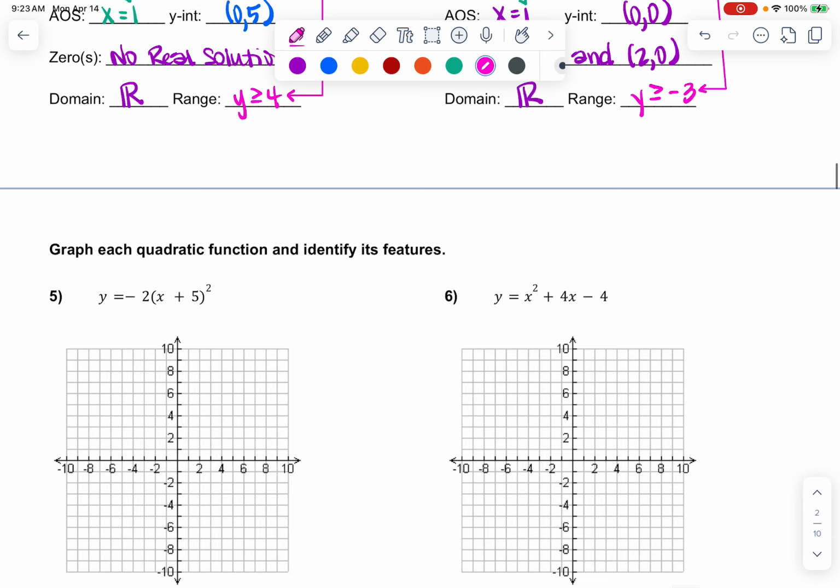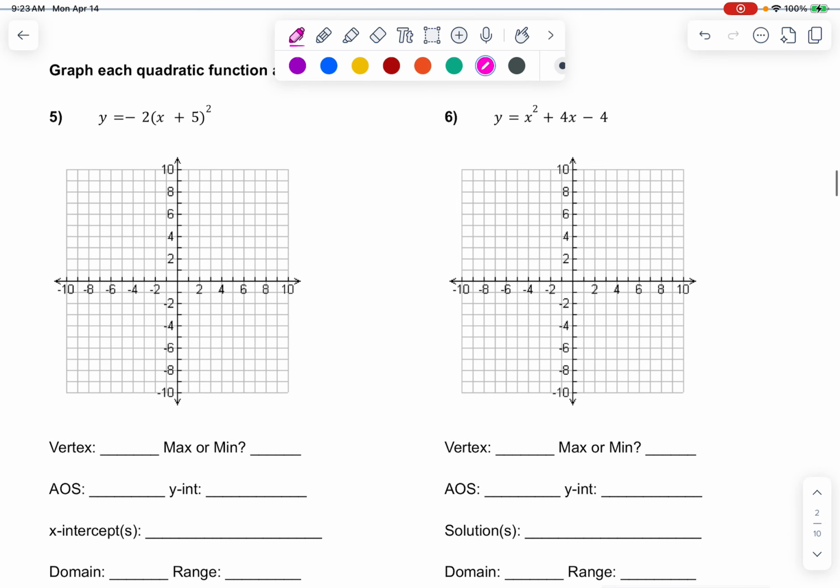Okay. We got 2 more of these. All right, so here we go. Next one, this is clearly in vertex form. I'll write that here, vertex form, just so you notice it.